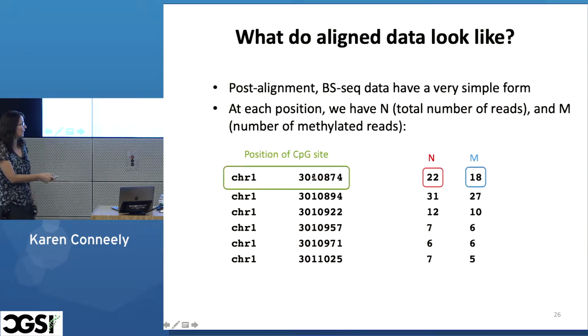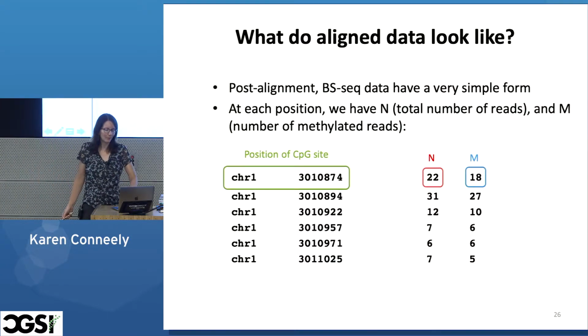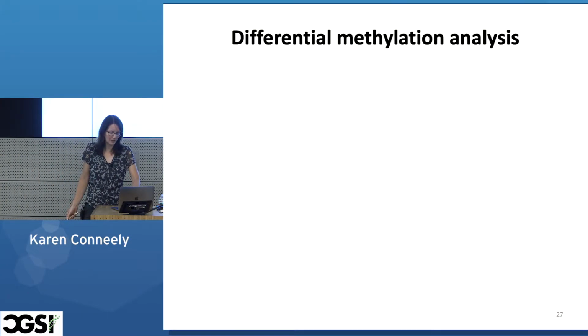And so the resulting data are going to be in quite a simple format. They just look like this. You'll get a long list of the CpG sites. You could actually get close to 28 million. And for each one, you'll get the total number of reads, which I've indicated by n here, and then the number of them that were methylated. And so the data look very simple, which makes it tempting to do a very simple analysis.